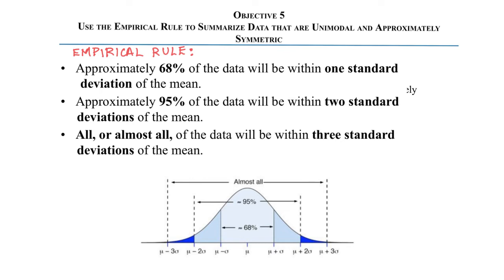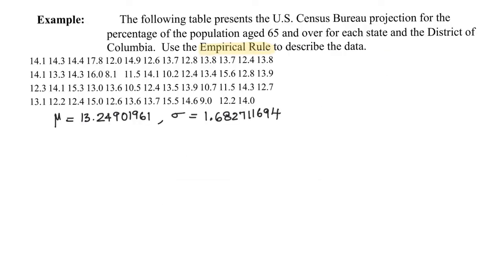Empirical rules state that approximately 68% of the data will be within one standard deviation of the mean, and about 95% of the data will be within two standard deviations of the mean, and almost all of the data will be within three standard deviations of the mean. Let us look at an example on how to use the empirical rule to describe the data.